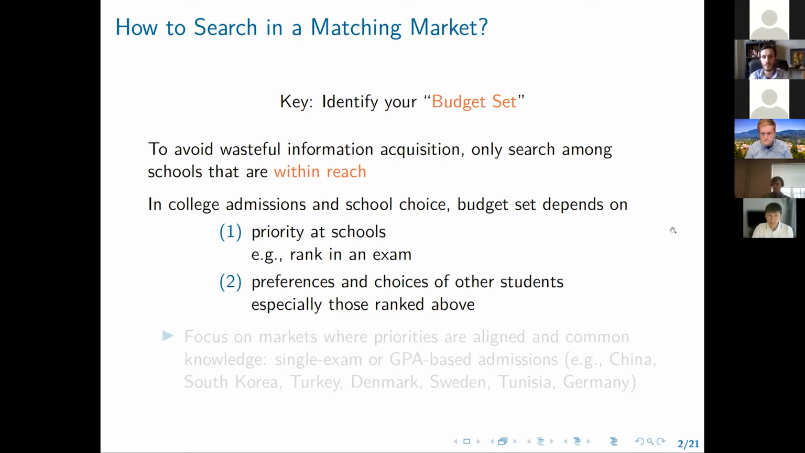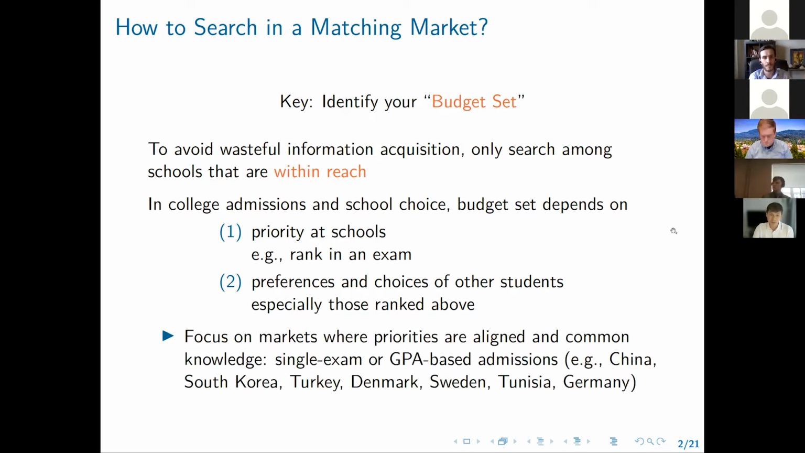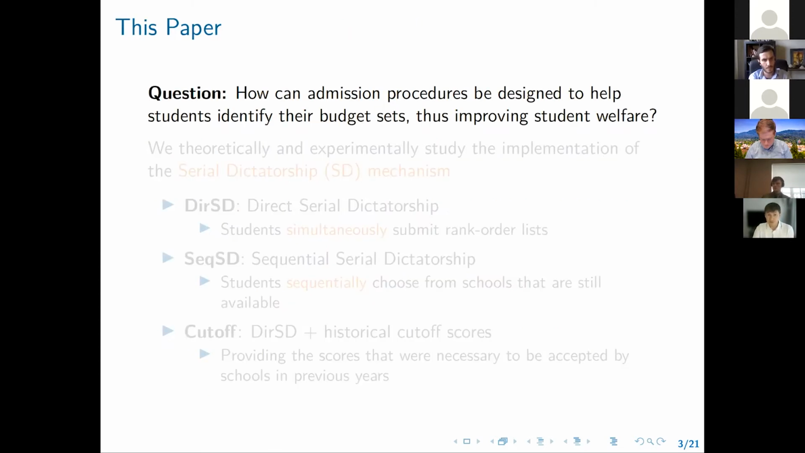And in this paper, we start with the simplest question, concentrating on a setup which is the most simple. Essentially, it's a serial dictatorship environment where all students are ranked in the same way by universities. This is a surprisingly realistic setup for centralized college admissions. For instance, it's used in Tunisia or Germany or Turkey. So what we do in this paper, we look at the admission procedures which help people to identify their choice sets and thus hopefully improve their welfare.